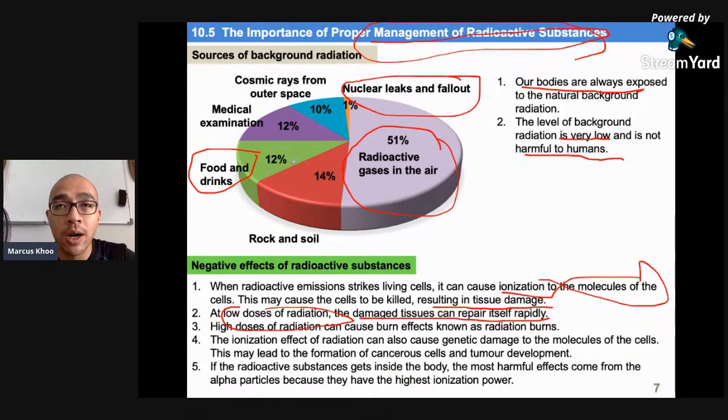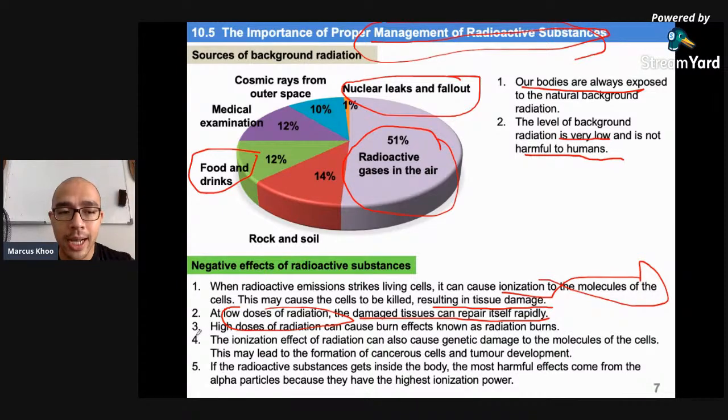For example, if you are doing cheerleading and you're always under the sun, definitely you're going to be exposed to a lot more radiation than the average person who is always under the umbrella. But if anything has taught you, whenever you get sunburn, your sunburn will heal itself naturally most of the time, because we have the ability to repair our own tissues.